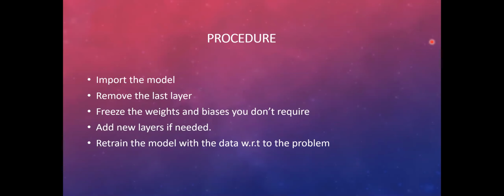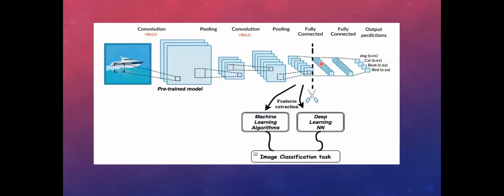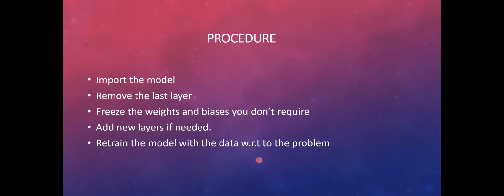One, we import the model, in this example Inception V3. Then we remove the last layer according to our use case. Then we freeze the weights and biases that we don't require. We want to keep what the Inception V3 learned in understanding the base features, so we freeze all of that. Finally, we add new layers or another deep neural network architecture at the end, like how you saw it in this place. And then we start training the model with respect to our problem. So this is the procedure.